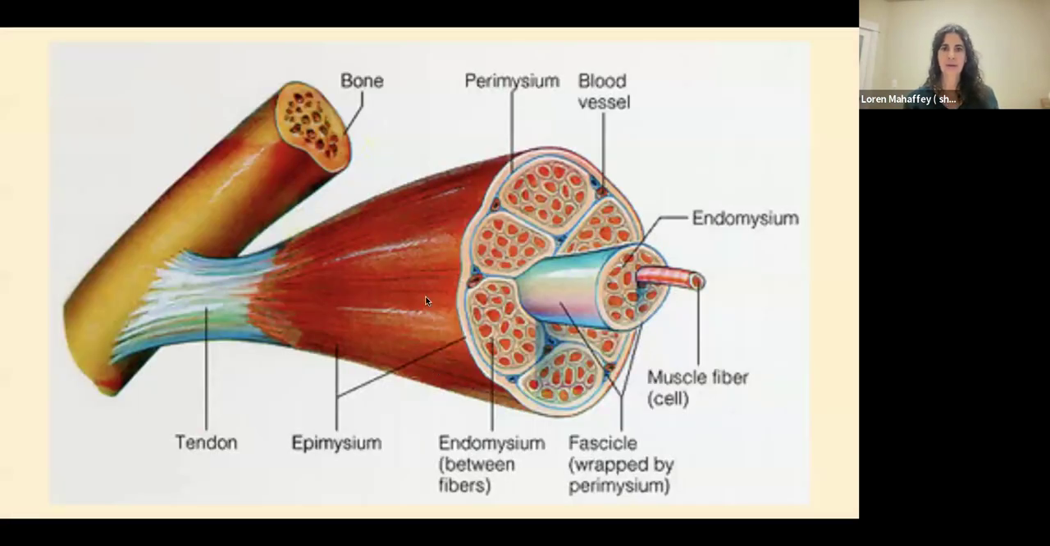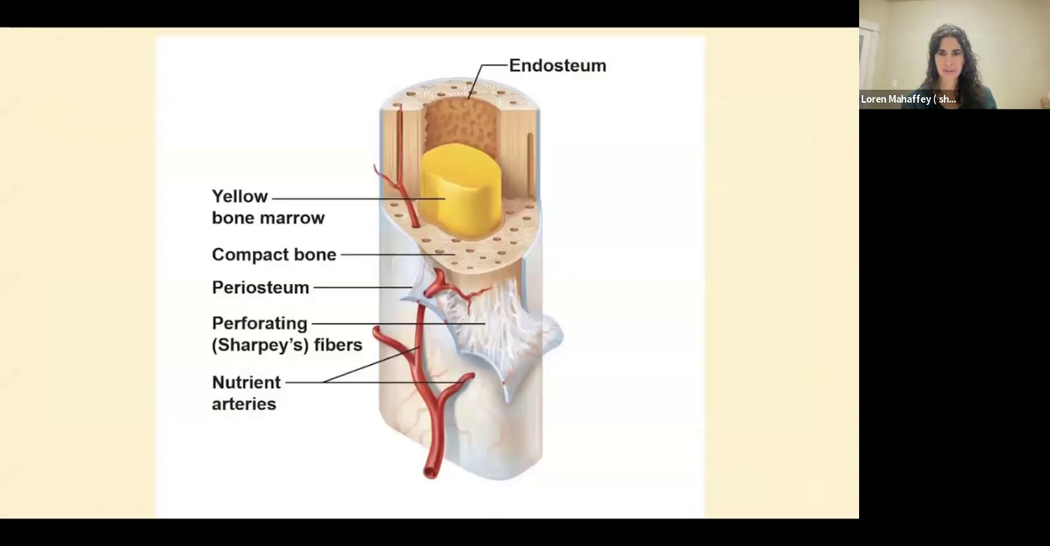Here is another rendition of the muscle becoming tendon and attaching to bone. What's important to know is that on our bones, we also have the connective tissue of the bone itself. And here we can see it's sort of peeled away in this image. It's called the periosteum. And that is the connective tissue of the bone that is continuous with the bone itself.